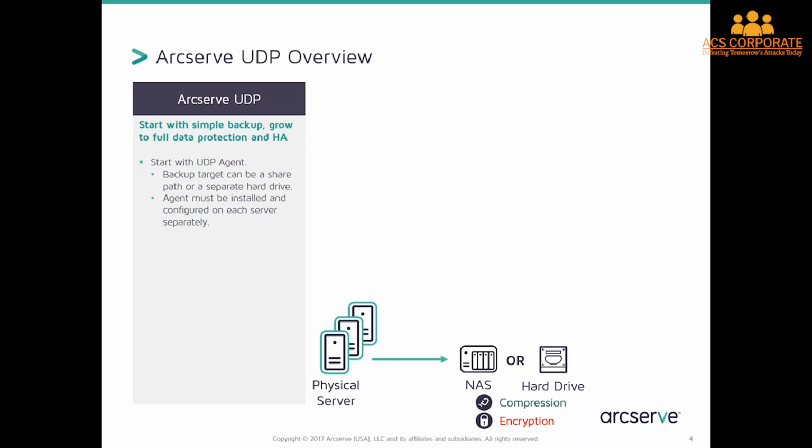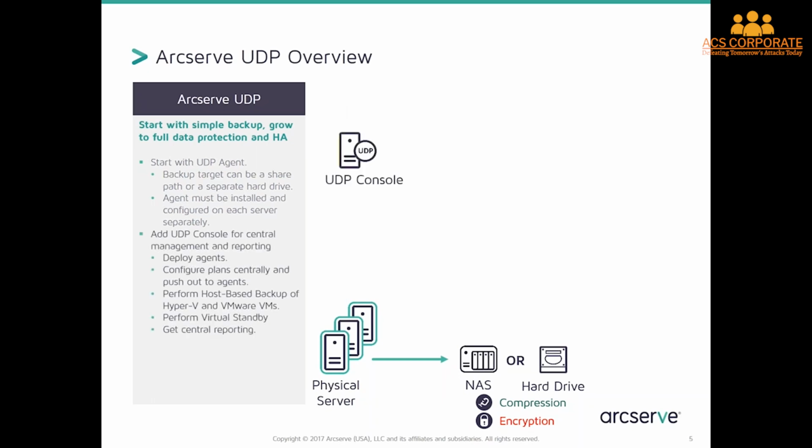Now, when you start having more than a handful of servers, this can become quite time-consuming. So what we can then do is add what we call the UDP console into the environment. The UDP console is a Windows-based machine, and we can log into the console and centrally configure plans which contain all our backup policies, the sources, the schedules, and so on. From the console, we can manage the agents and push all these settings in the plans out to the agents. At the same time, if we add more servers into our environment, from the console we can push the agents out to these new machines.